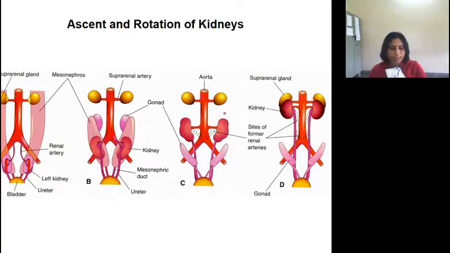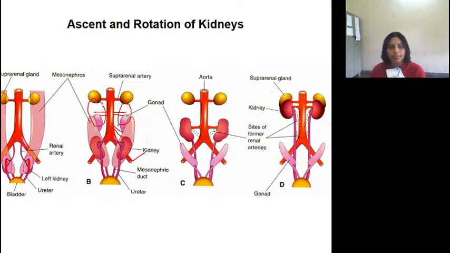Now, where are these kidneys developed? These metanephric kidneys develop in the sacral region, the pelvic region. When they are in the pelvic region, they get their arterial supply from the iliac arteries. As they ascend, they get their blood supply from the abdominal aorta, and they settle in their final position in the lumbar region. There they get blood supply from the aorta as lateral branches.